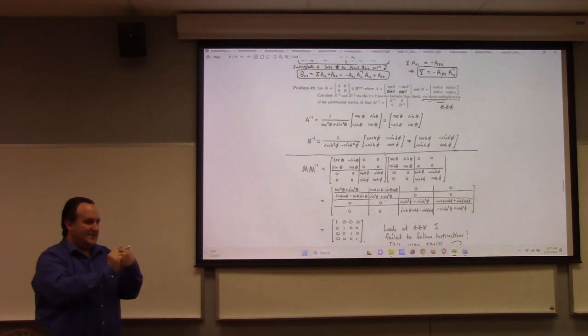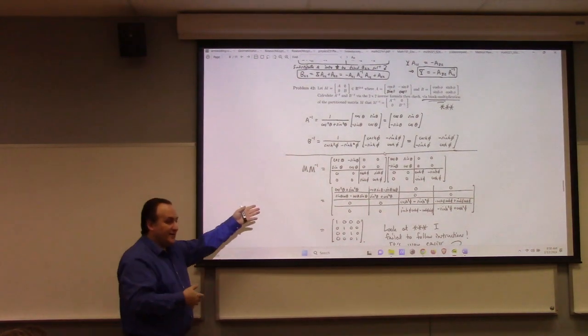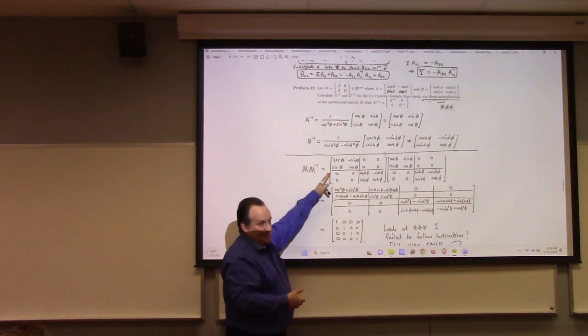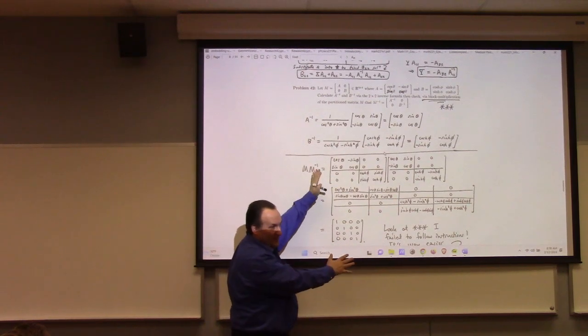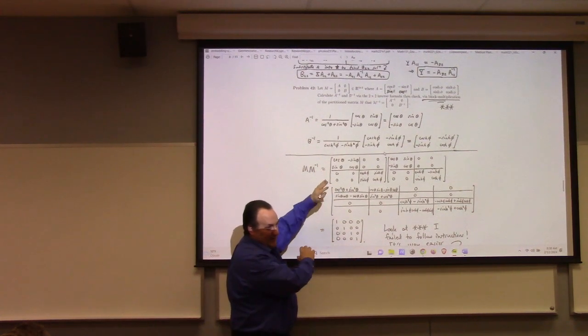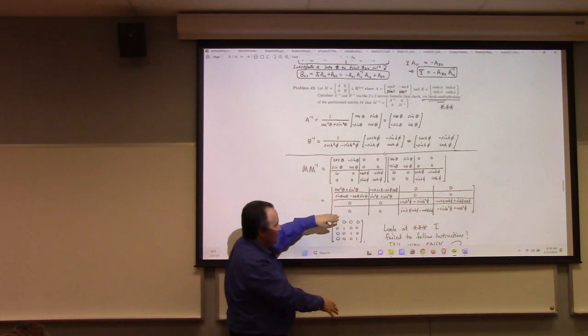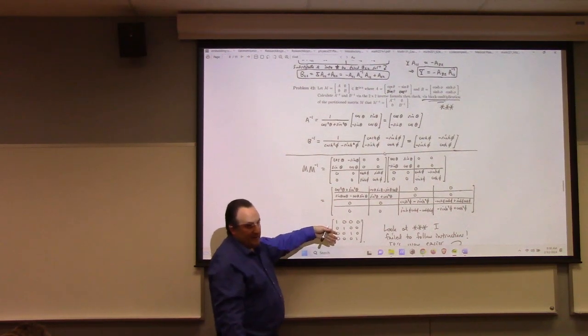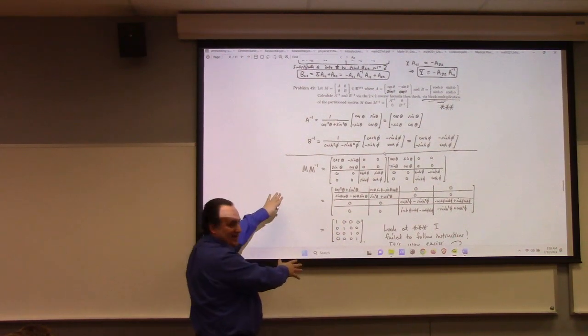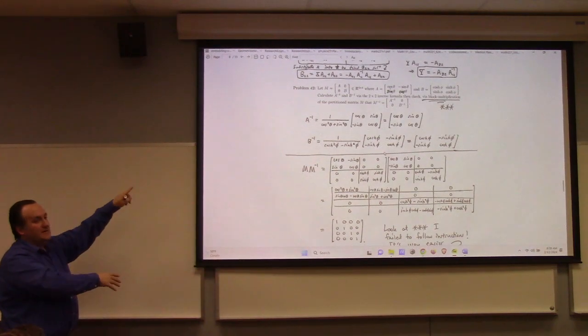I said use block multiplication, but I let so many of you go down the garden path and do scalar multiplication, as I have right here. Scalar multiplication, like the full 4 by 4, all 16 entries multiplied out, right? Of course it works out, right? But this was not my intention. My intention was for us to follow the instructions.